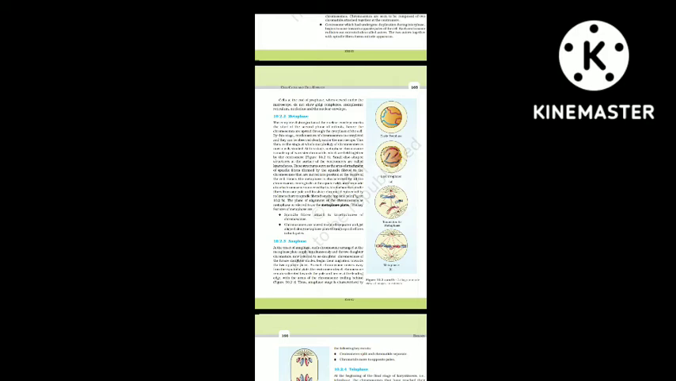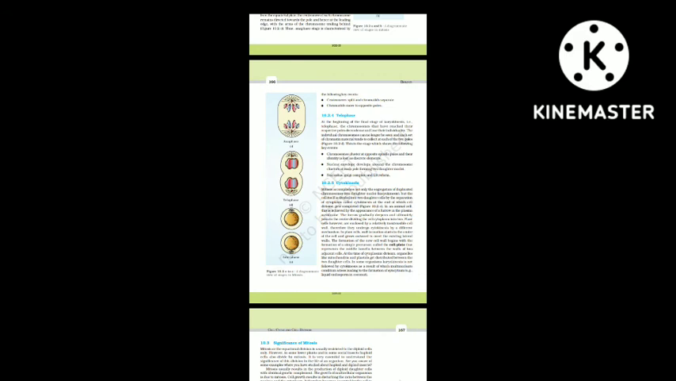Figure 10.2c. Thus, anaphase stage is characterized by the following key events: centromeres split and chromatids separate; chromatids move to opposite poles.